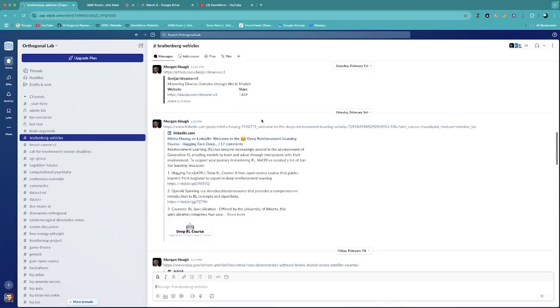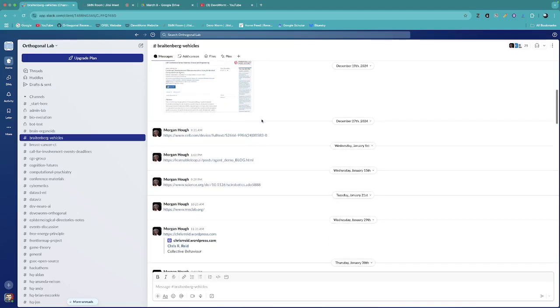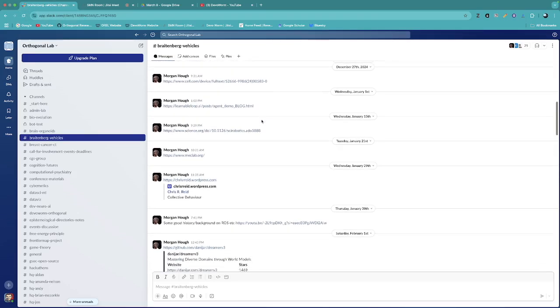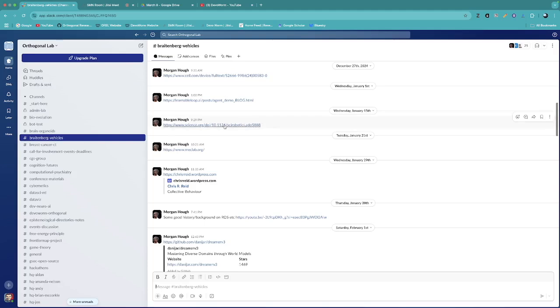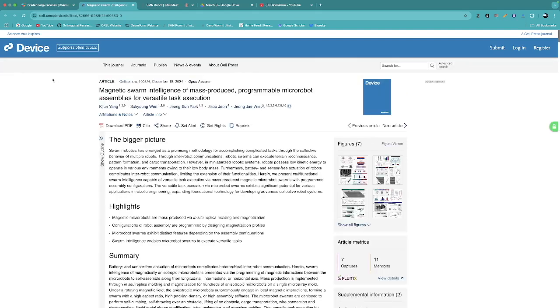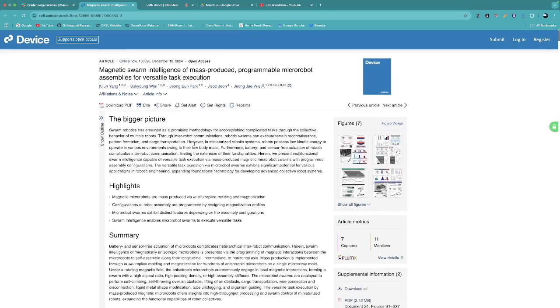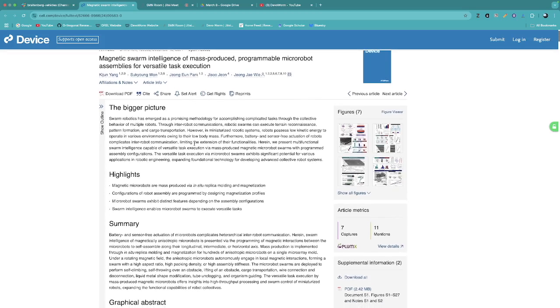So let me go up to, I don't know where we start, probably at the beginning of the year. We have a bunch of work here. This is a Device journal paper: magnetic swarm intelligence and mass-produced programmable microbot assemblies for versatile task execution. This is on swarm robotics, so that's a nice extension of Braitenberg vehicle work.